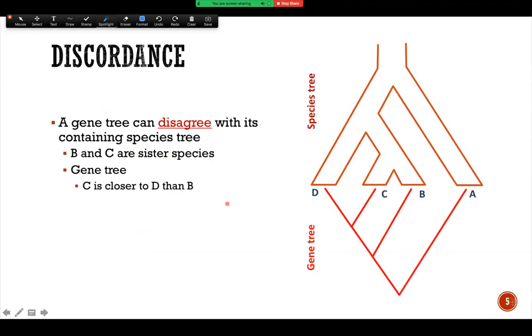Now a gene tree can disagree with its containing species tree. For example, here in the species tree, B and C are sister species, but in the gene lineage, C is more close to D than B. Due to such discordance, the task of estimating species tree from multi-locus data is complicated.